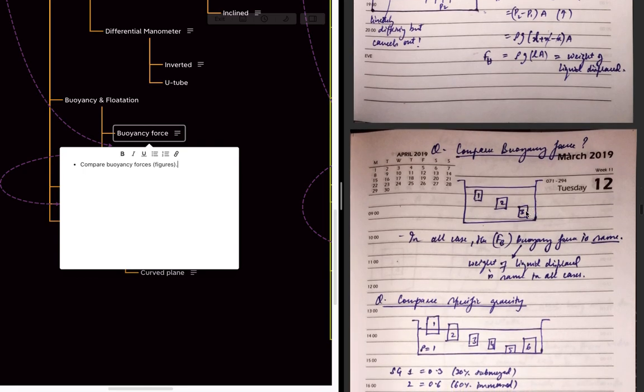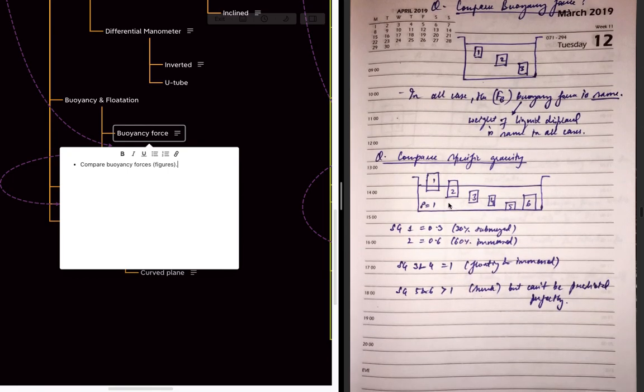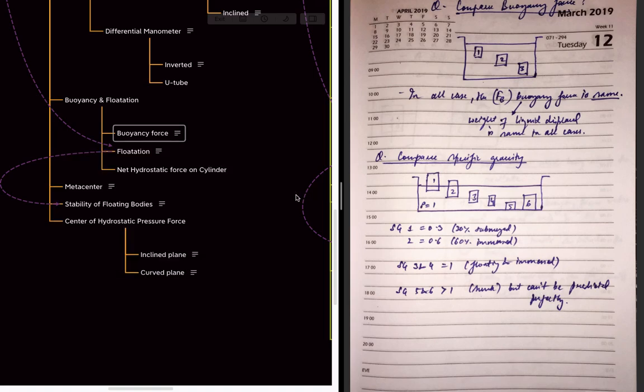But it depends upon the specific gravity of the body which one would float higher. From this case, we can say that the specific gravity is much higher in 3 than in 1 and 2, and you can see that here also. As you can see in case 1, with the specific gravity, only 30% is submerged. In 2, 60% is submerged, and 3 and 4 are basically 1. We cannot see exactly which one is higher or lower. And 5 and 6 are greater than 1, because we cannot calculate specifically how much each one is.